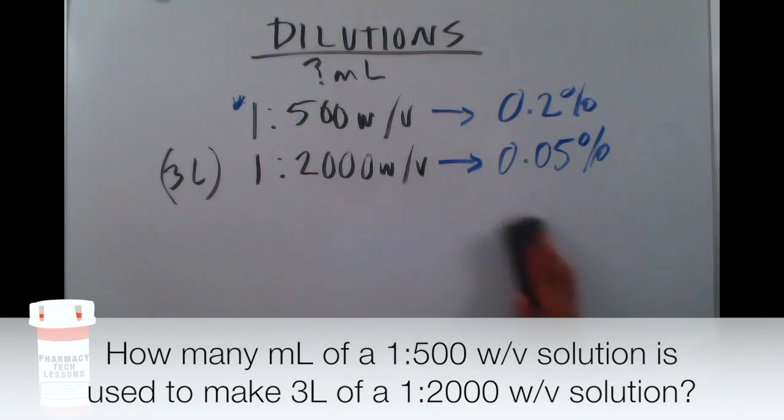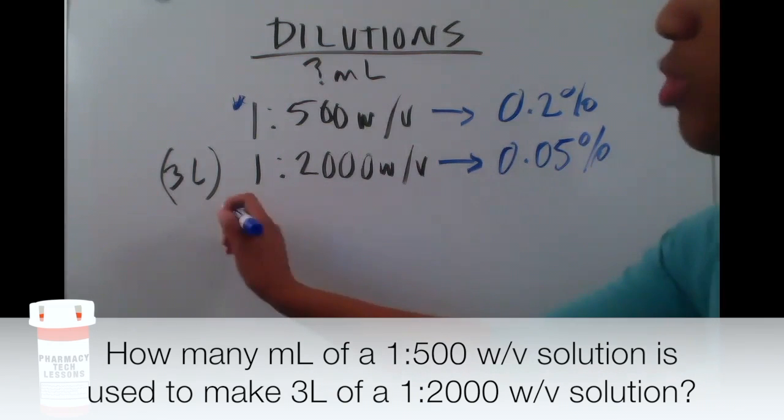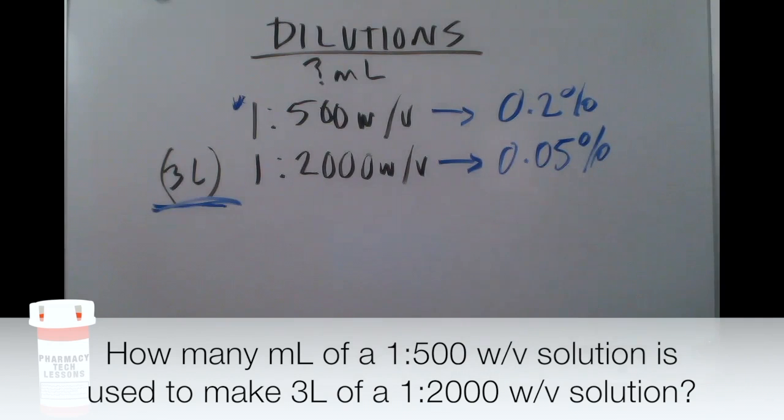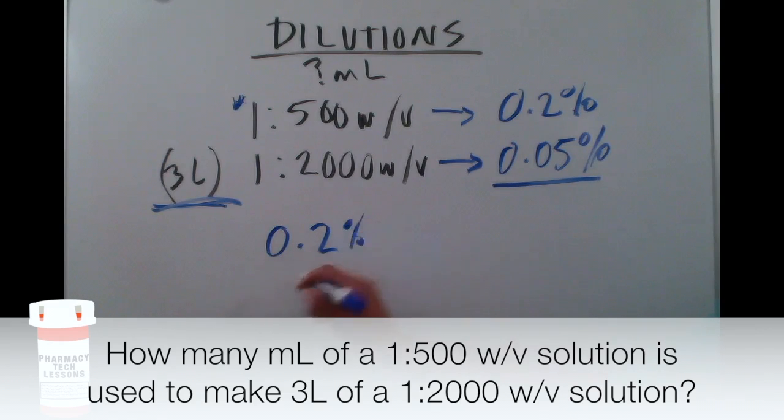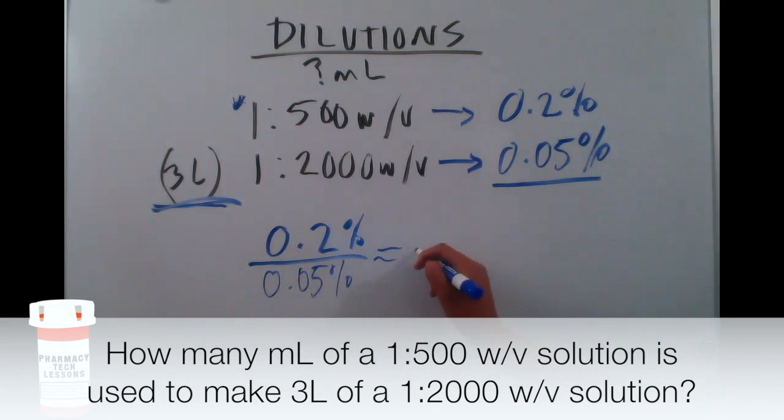Now, keep in mind, they told us that we have 3 liters of this solution, okay? This is how much we need to make of this solution. We need to make 3 liters of it. All right, so now that I know my percentages, now what am I going to do? Well, I can take my 2 percentages that are given. So I can take my 0.2%, and it's okay to put percent, and I'll place it over the like unit, which is 0.05%, and equal that to what?